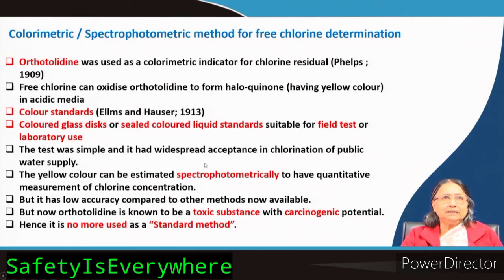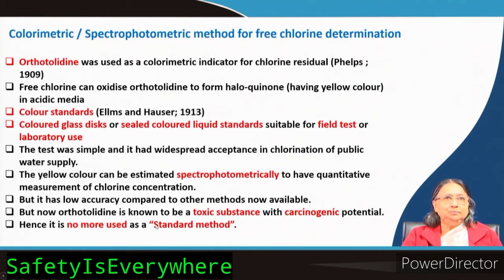But it can be estimated spectrophotometrically also, to have a quantitative measurement of chlorine concentration. Same method, but you can extend it towards spectrophotometry. But it has low accuracy. The orthotoluidine method is not a very accurate method. You can use it, sometimes that much accuracy is not needed, but it is not a very accurate method.